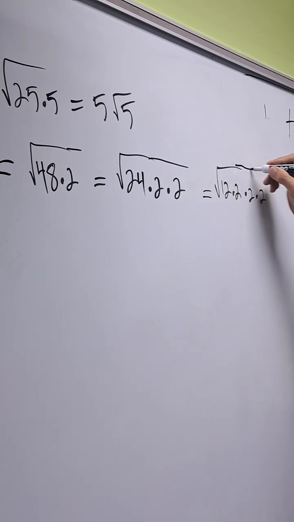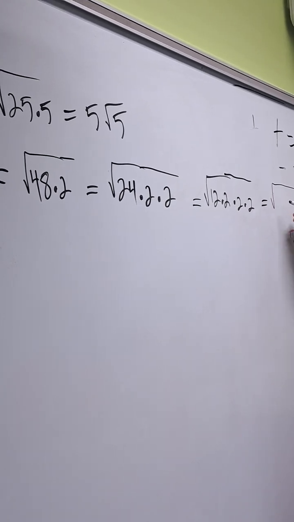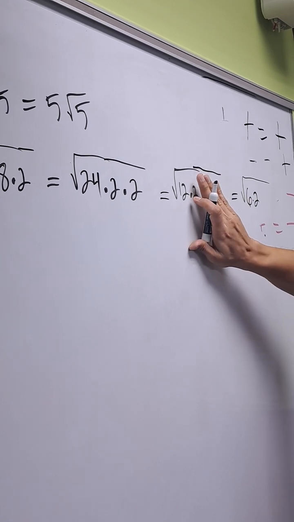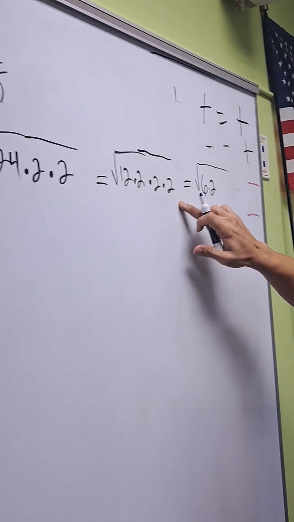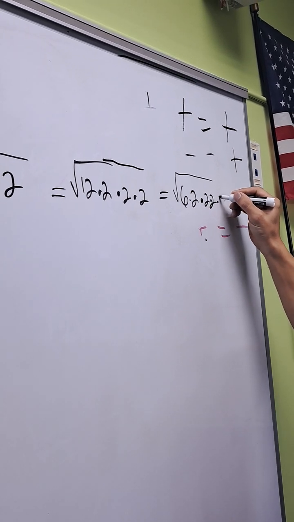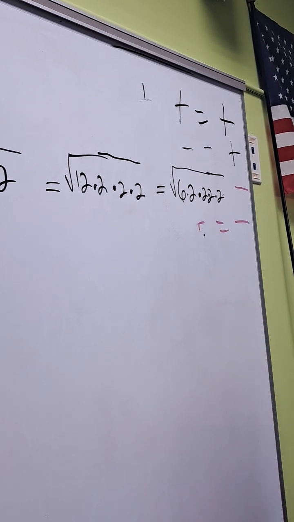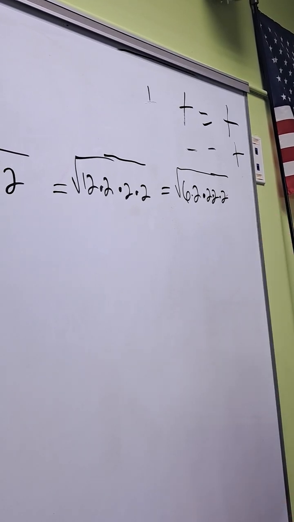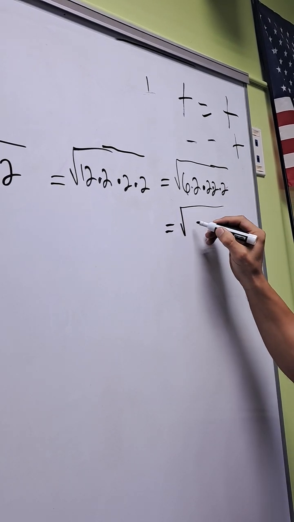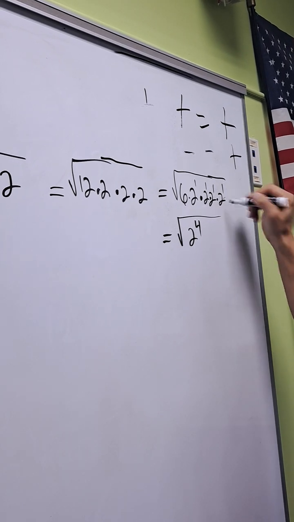And then it will be what, 6 times 2? I'm breaking down just the 12. And then you have 3 2's. 1, 2, 3, and 4. Okay, now. This will be 2 to the 4th power, because they are 1, 1, 1, 1.